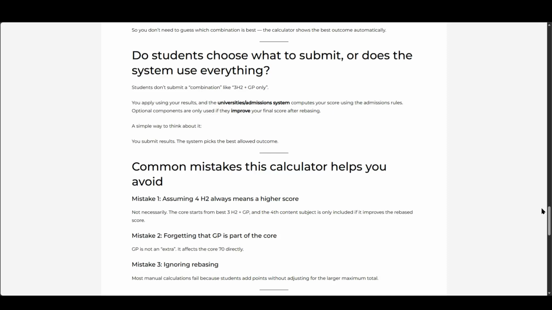You enter your grades once, and the calculator automatically checks the valid combinations and shows you your best final UAS. That means you do not need to guess whether your 4th subject helps, whether mother tongue should be included, or whether adding more subjects automatically improves your score. The calculator checks all of that for you.